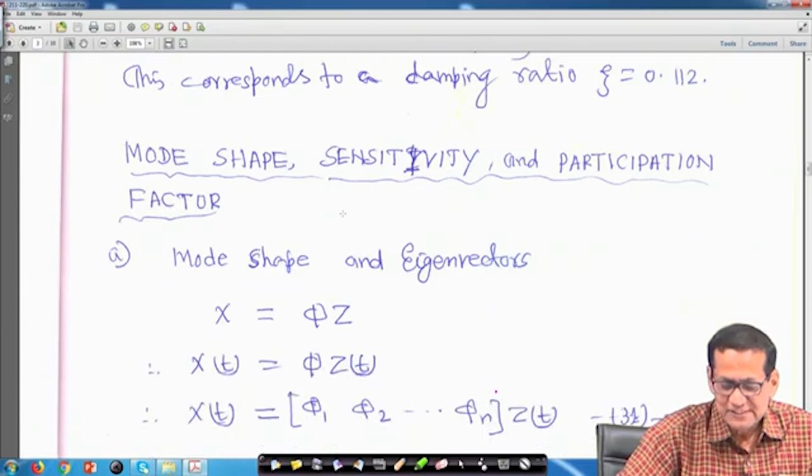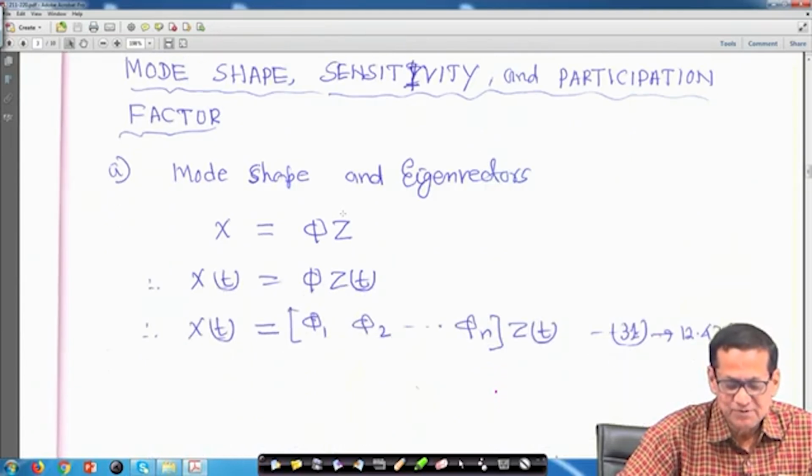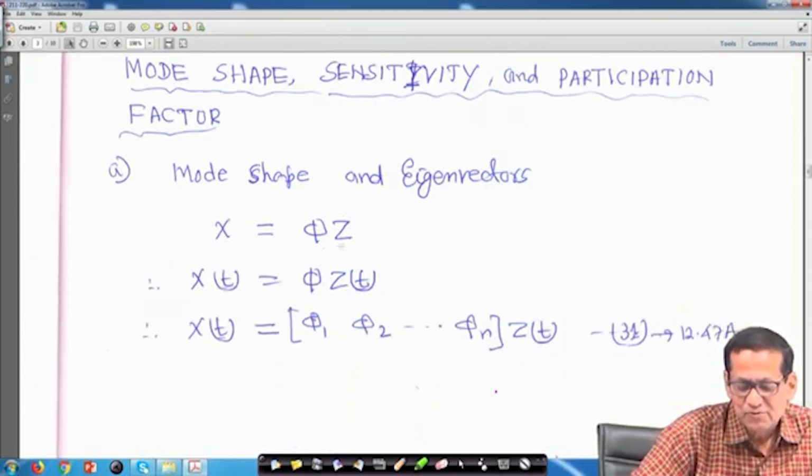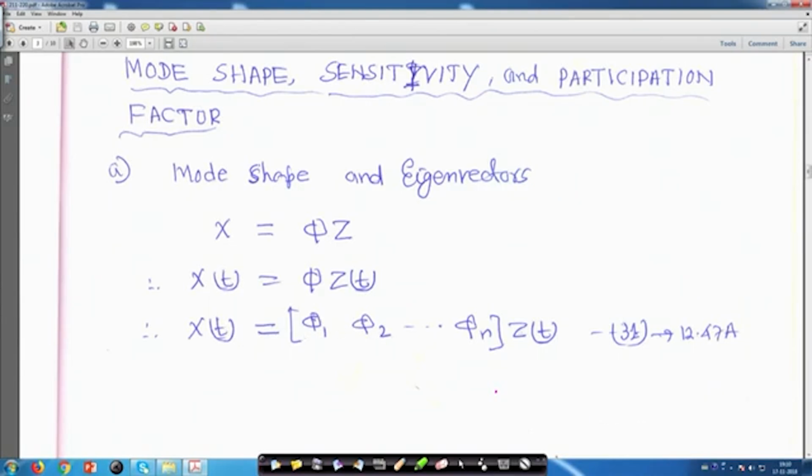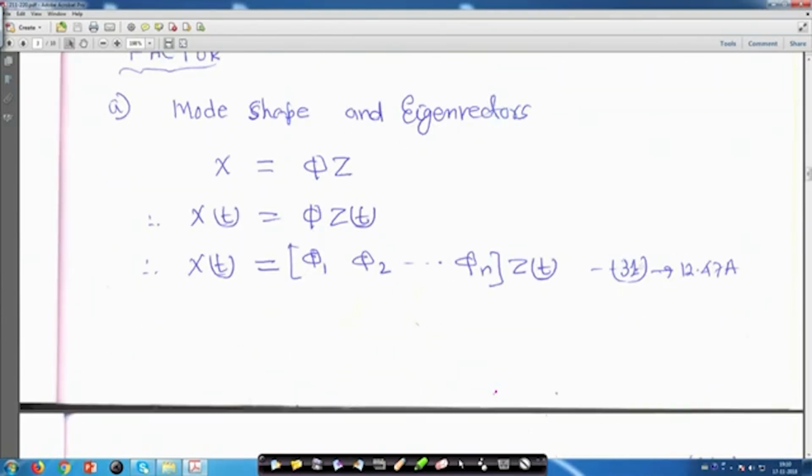Now, mode shape and eigenvector. Suppose x is equal to phi z. Earlier also we have taken like this. Therefore, we can write x t is equal to phi into z t. So x t is equal to phi 1, phi 2, up to phi n times z t. This is equation 31. This is just for my own reference.